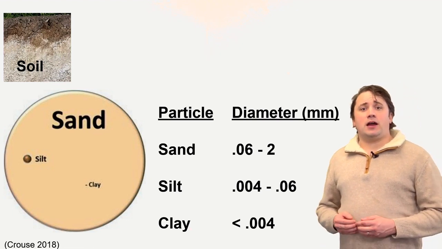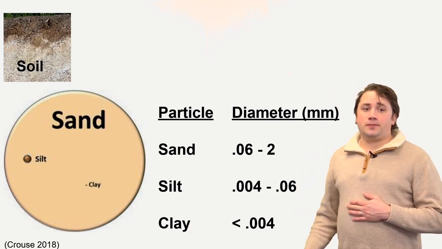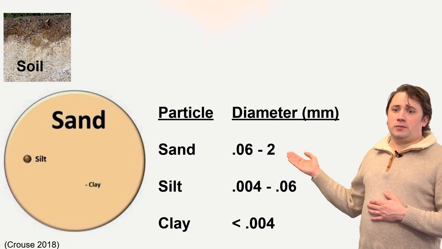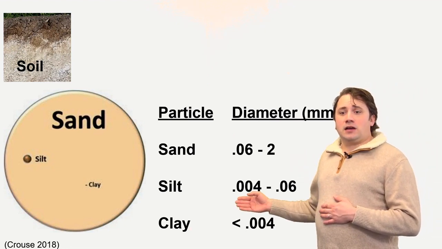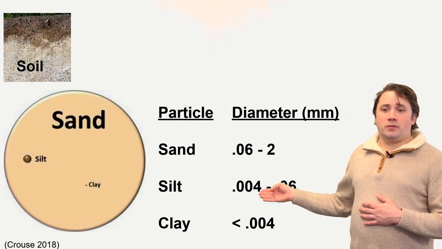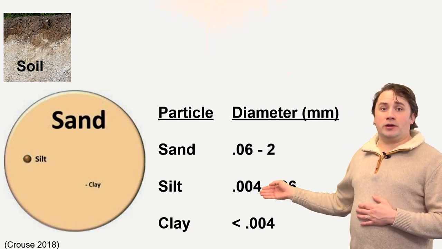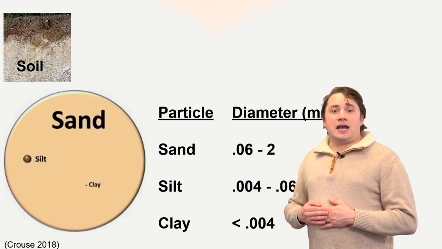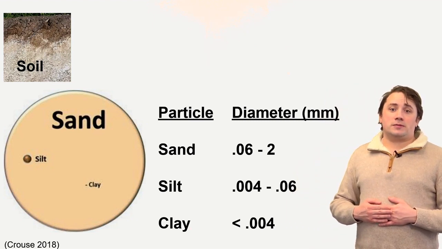So we typically divide soils up into sizes of sand, silt, and clay. Sand is a particle that has a diameter between 0.06 millimeters and 2 millimeters. Silt is a particle that has a diameter of 0.004 millimeters to 0.06 millimeters, or 4 micrometers to 60 micrometers. And clay is anything that has a diameter less than 4 micrometers.